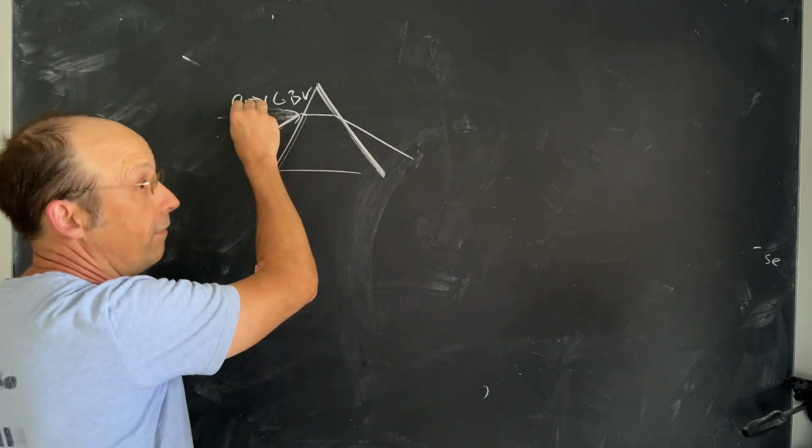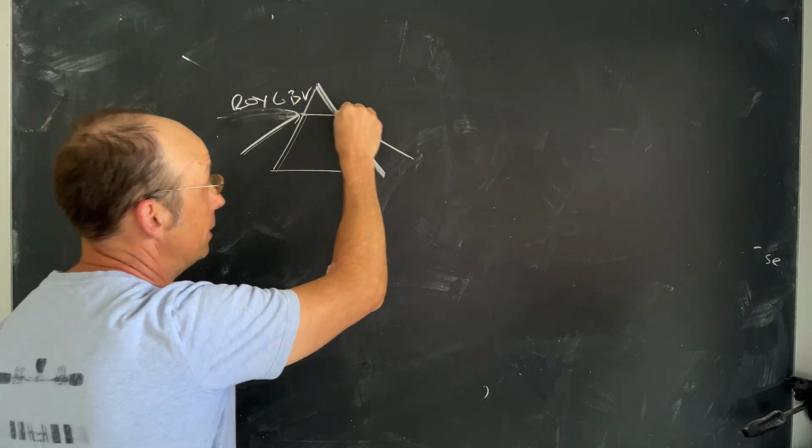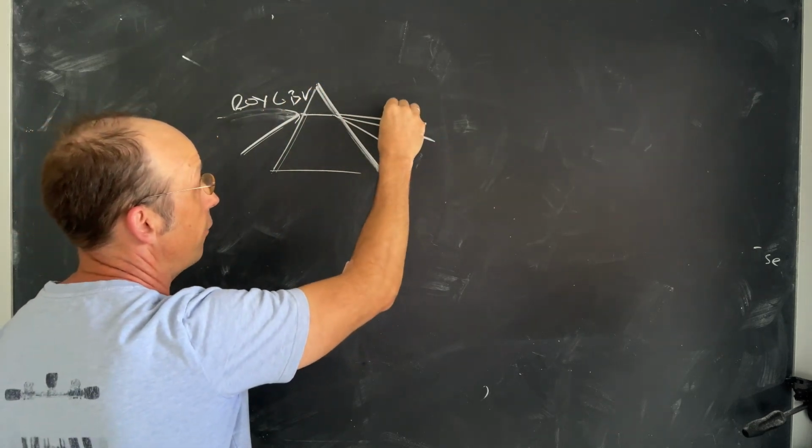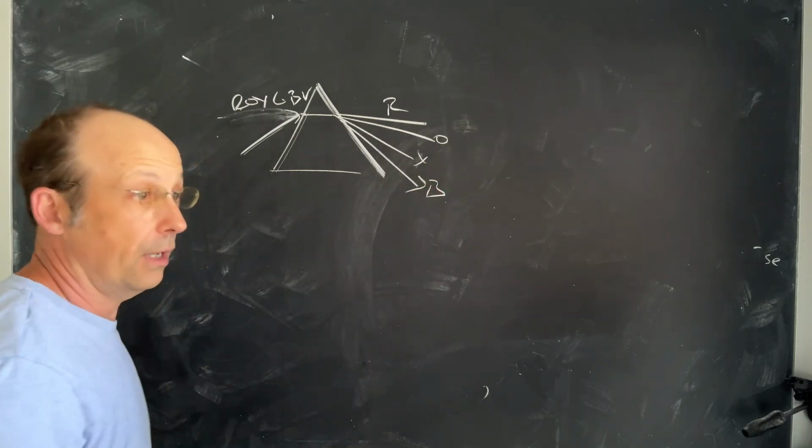Longer wavelengths have lower indexes of refraction than shorter wavelengths. So what happens is the different colors bend different amounts: red, orange, yellow, blue, and so forth. And that's called dispersion.